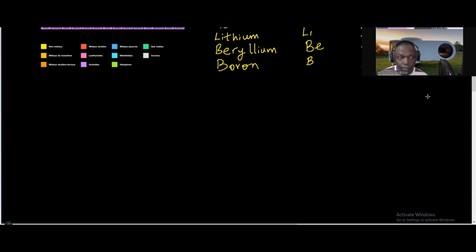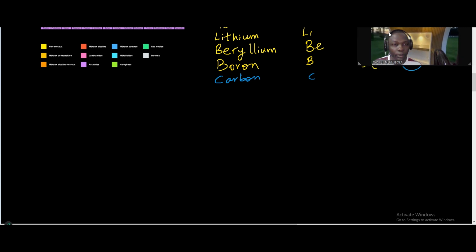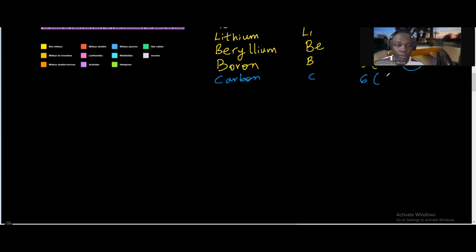So to continue with this listing of the elements, the next one after boron is carbon. Carbon is represented as C, and the atomic number is 6. Which means it has 6 electrons and 6 protons, and in carbon we have 6 neutrons as well.